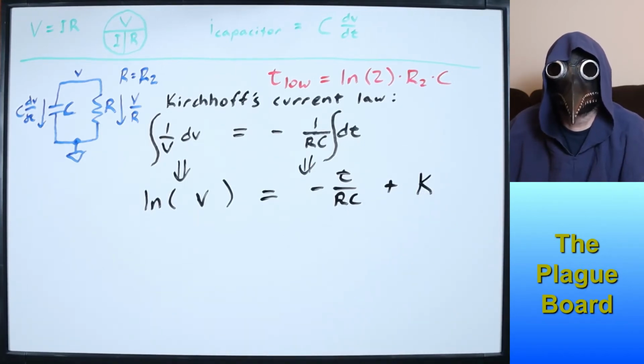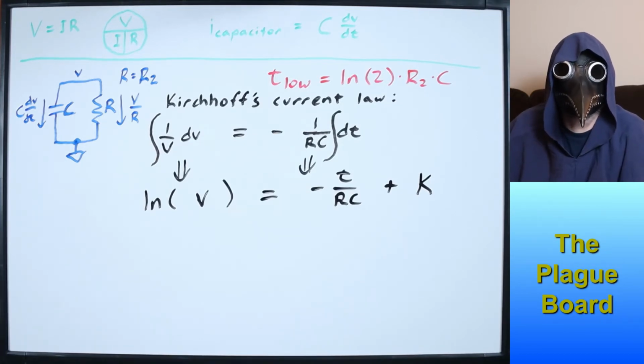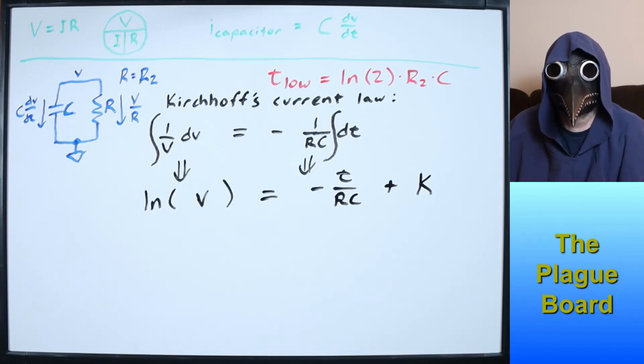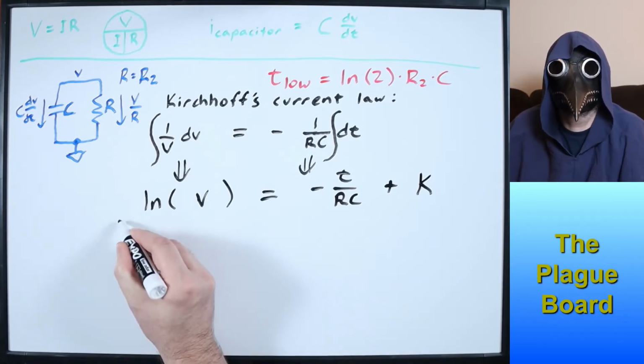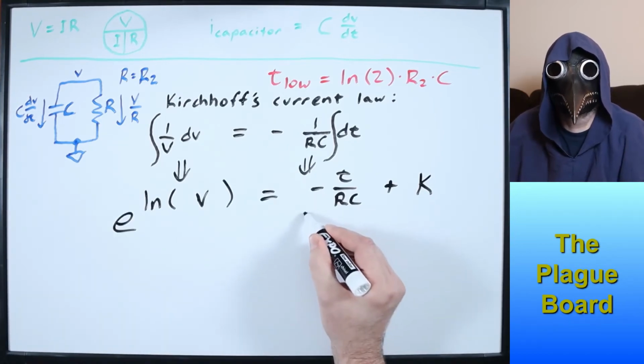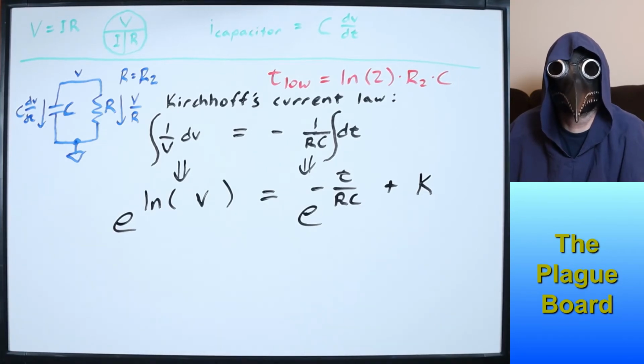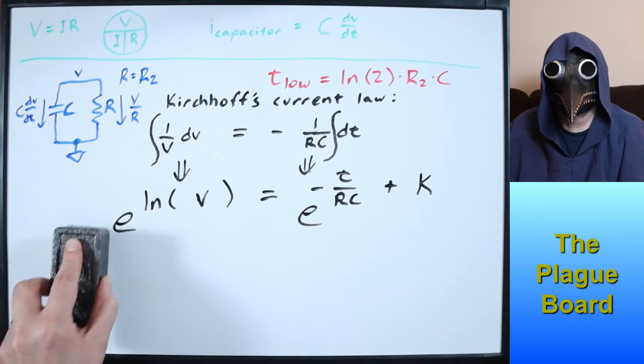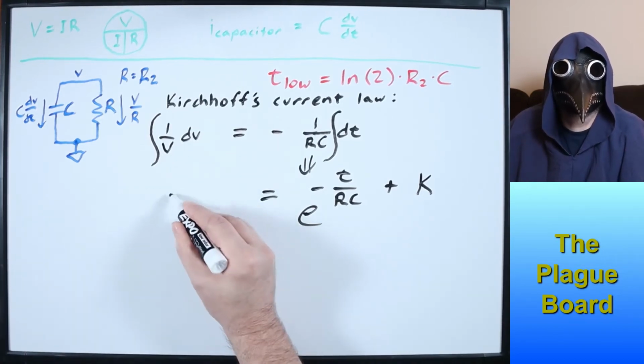Now I want to solve for v, and notice that v is within a natural log. So I'm going to use the inverse function of the natural log function, which is e to the x. So I'll raise e to the value of each side of the equation. Since e is the inverse of natural log, the left side of the equation becomes v.